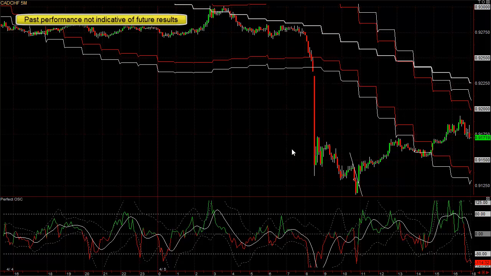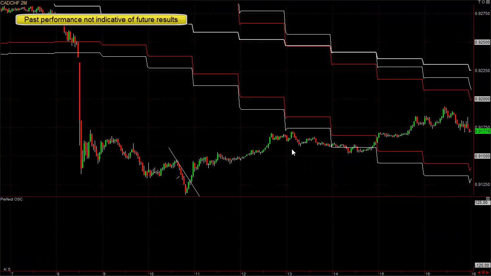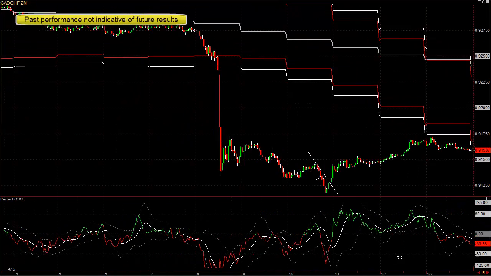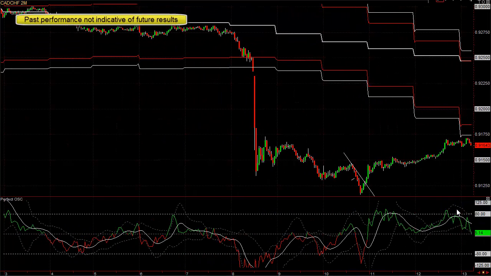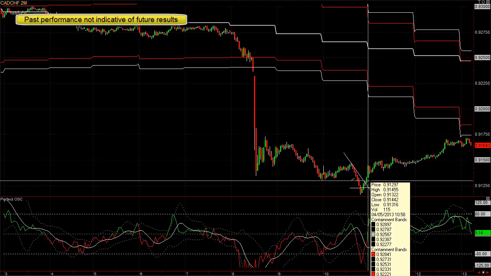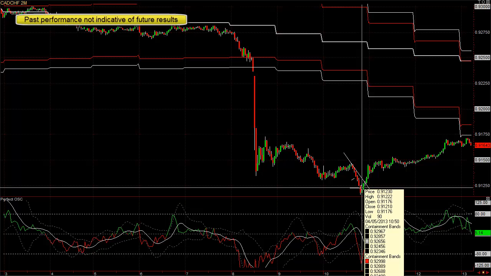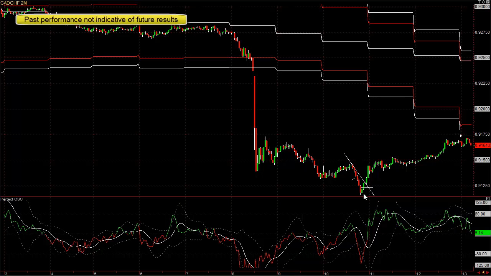And again, you can go to any time frame chart, even the 2-minute chart, and you're going to get in at a better entry price. On a 2-minute chart, you're actually going to get in right here. So instead of getting in at 91.29, you're going to get in at 91.23. 6 pips earlier, and with a 6 pip smaller risk. And it's just that simple.